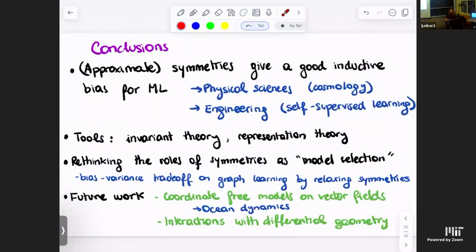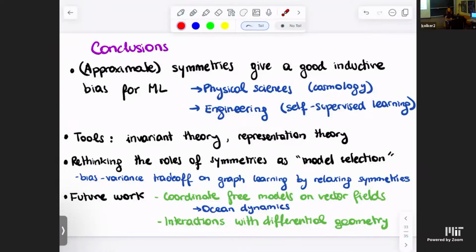I'm just going to go to the end. Approximate symmetries, I believe, and this is something that maybe we can go into the math, give you a good inductive bias for machine learning problems. In the physical sciences, we have this problem from cosmology. I can give you more details about that if you're interested. We also show how you can use this for engineering applications like contrastive learning, how you can define better representations of images using these symmetries.